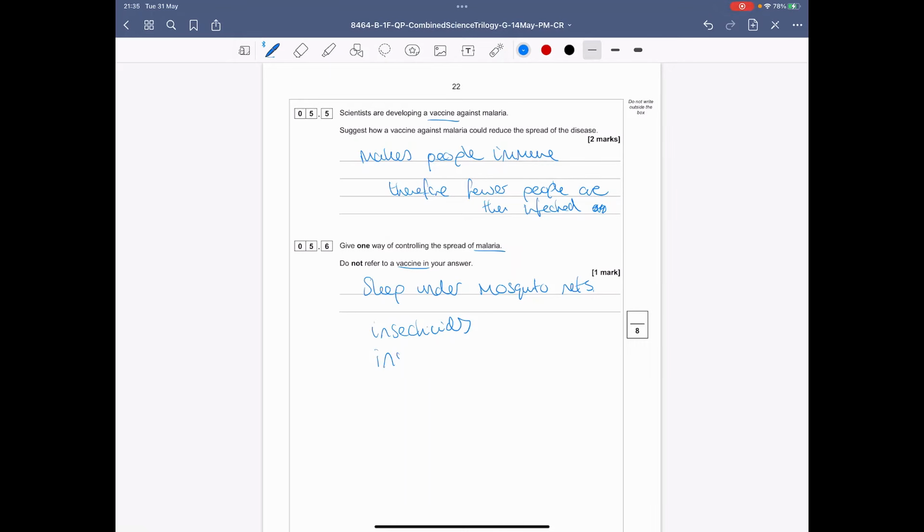You could use insect repellents. Or you could destroy the habitats of the mosquito. If you destroy the swamps where they live, then they won't be able to breed, and therefore they won't be able to infect people.